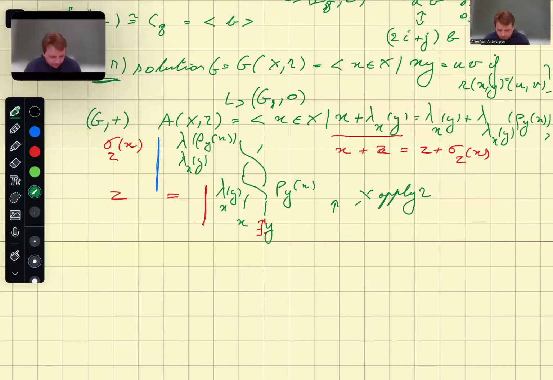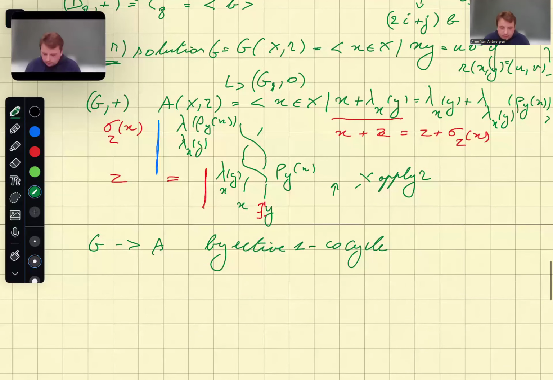Good. These two together, somehow they can talk. I won't go into that. You can construct a map from G to A, which turns out to be a bijective one-cocycle, which is data that is equivalent to having a skew brace. And so if you call this guy A for short, that is another example, and an important example, because now we took a solution, we got a skew brace.